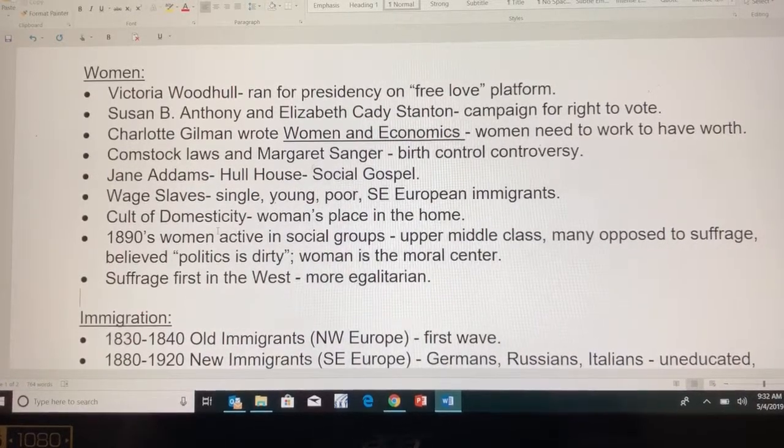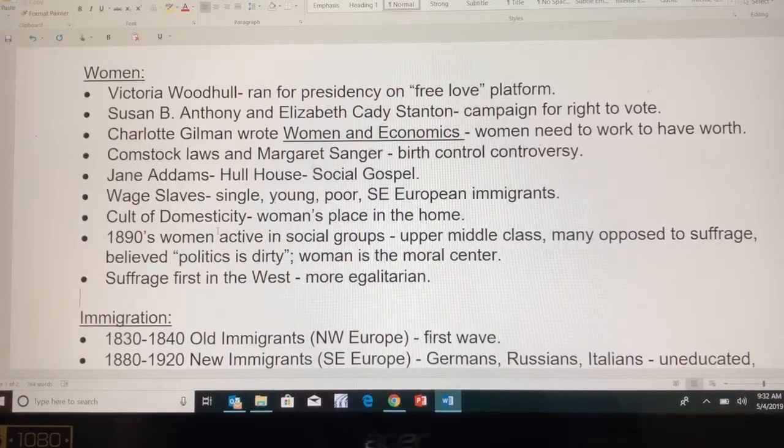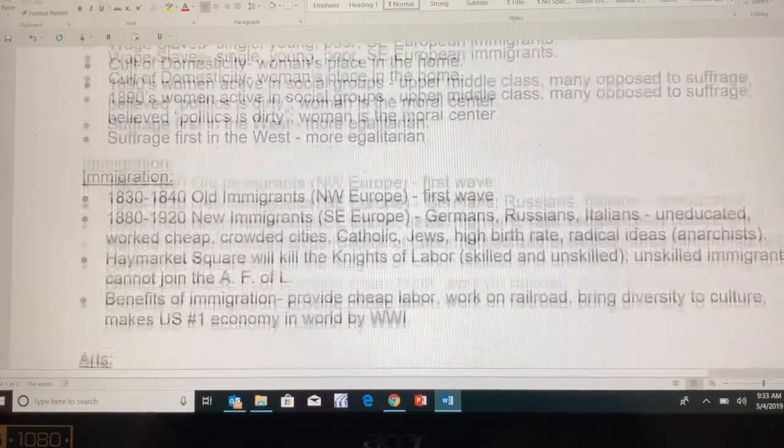Eventually out west, women will get suffrage in Wyoming. Many men like, why Wyoming? Why did you do this? But again, when we move out west, we're going to see women take an active role. They don't just sit in the carriage and wait for their husband to build a home. They're active and participating in building homes, building institutions, building schools. And so women out west will get the right to vote.